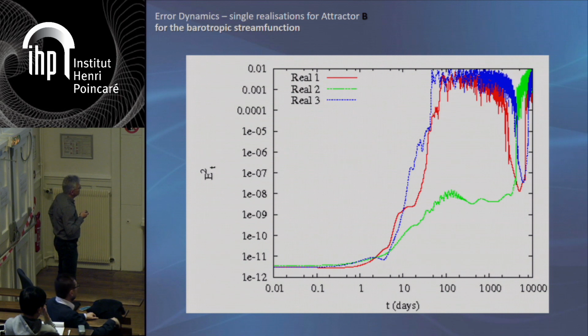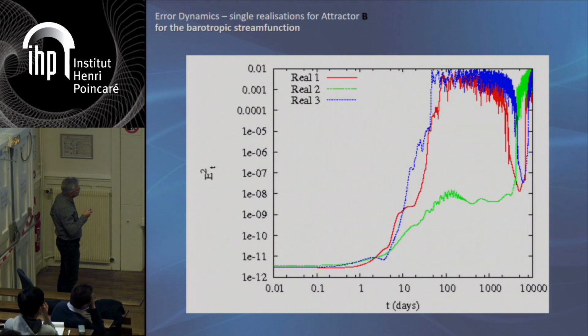And you have three different realizations. Here, the green one, you can have very, very long predictability times, about 2,000 or 3,000 days. But look at the two other ones. You have very, very rapid growth of the error for the two realizations, the red and the blue.